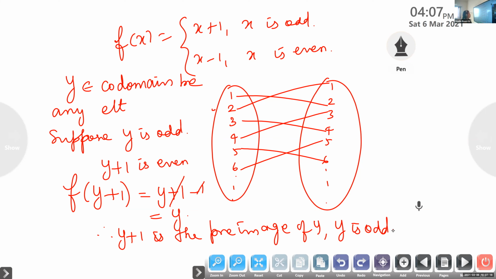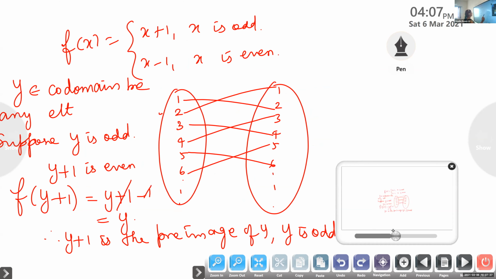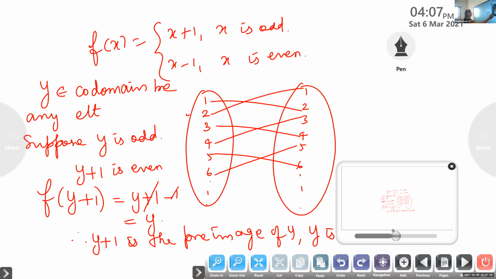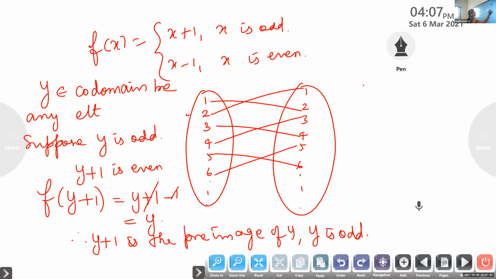Is it okay? Achyut, are you able to follow this? Yes, ma'am. Now take the next case. So now we considered the odd case. Now take the even case. I'm going to consider the second case. Suppose y is even.